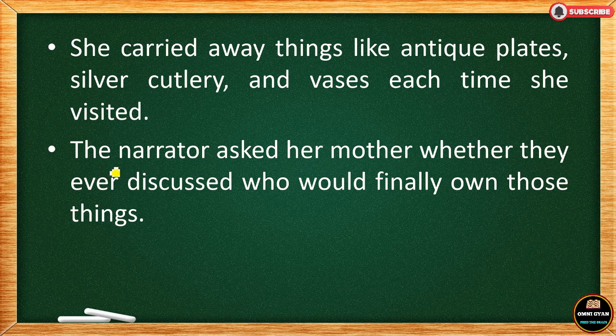Naturally, the narrator felt very bad. How come you have given such valuable, expensive items to this Mrs. Darling? The narrator asked her mother whether they ever discussed who would finally own those things. Did you give Mrs. Darling these things permanently, or will she return them to you after the war is over? Did you make any agreement paper, or did you even talk to Mrs. Darling regarding this?